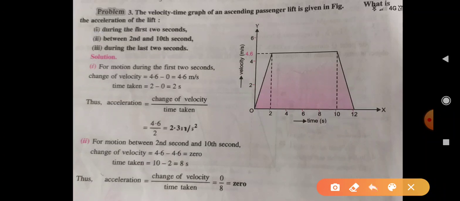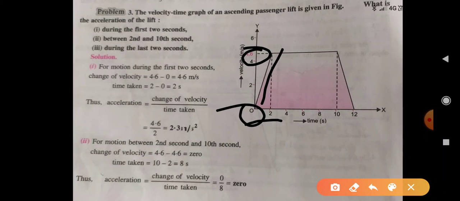In case 1, we have to find the acceleration during the first 2 seconds. Already on the x-axis we have considered time t, and on the y-axis we are taking velocity. Firstly we are going to find the acceleration in the first 2 seconds. Acceleration means change in velocity upon time taken. What is change in velocity? Final velocity minus initial velocity.